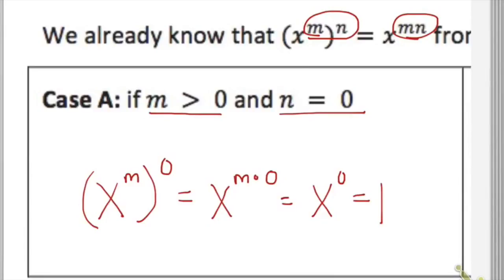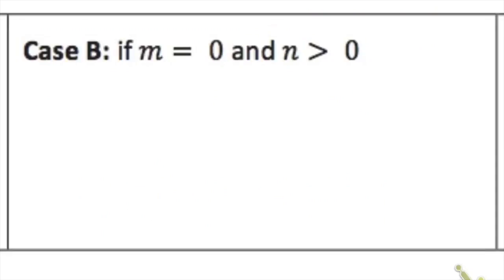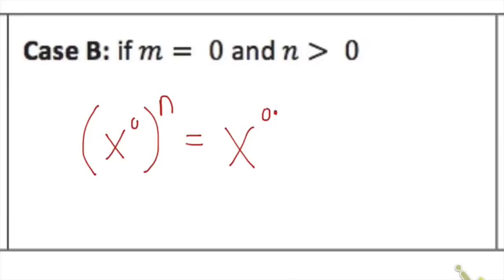So even when we're raising a power to a power, if that power ends up being 0, the final product is 1. So looking at that same case, if m is 0 and n is the one that's greater than 0, then we end up with x to the 0 power raised to the n power. And then that's x to the 0 times n, which 0 times n is going to be 0, and anything to the 0 power is 1.